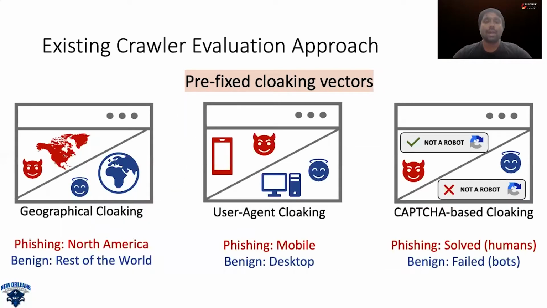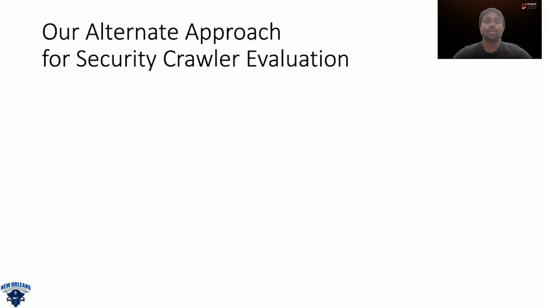Another issue that the existing crawler evaluation approach has is having to define specific cloaking vectors beforehand. Let's take an example. If you are interested in creating a phishing attack for mobile, we'll have a user agent based cloaking and submit it to crawlers and find their effectiveness in blocking. A similar process has to be performed for the other types of cloaking, thus it brings scalability issues. We provide an alternative approach.